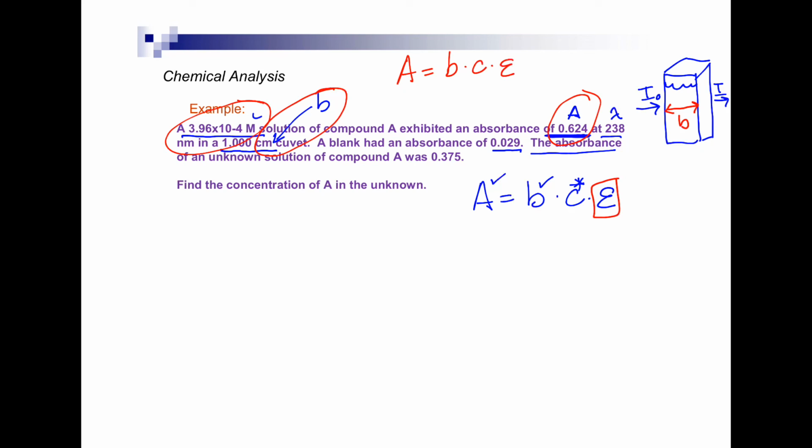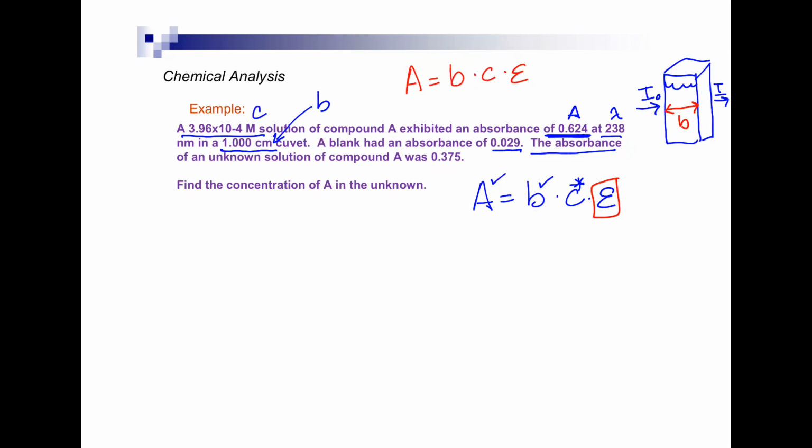So I'm given an absorbance, I'm given a path length, and I'm given a concentration. Because I have each one of these things, I can find the molar absorptivity. And once you find the molar absorptivity, I can put it back into my second set of information where I'm given the absorbance, and then I can find the concentration.